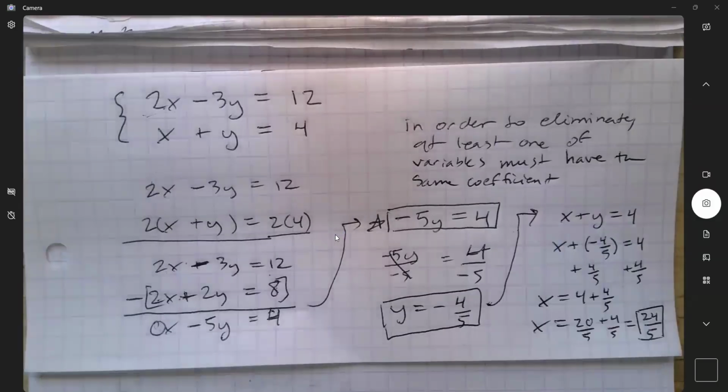But I am totally out of room, and I'm running out of paper for the rest of the videos, so you can check those on your own time. And that's how we solve systems of equations using elimination.